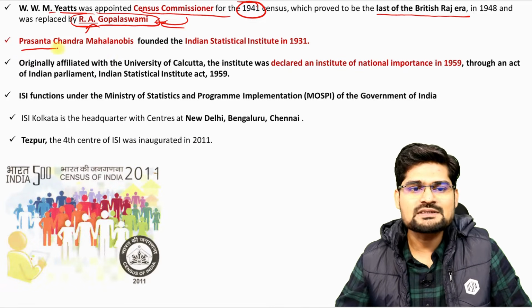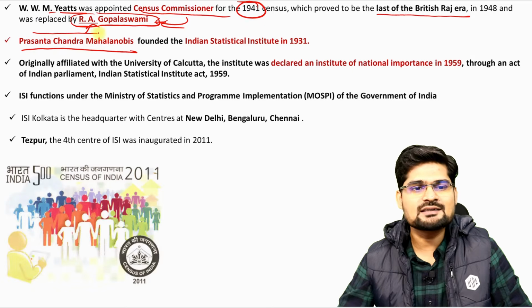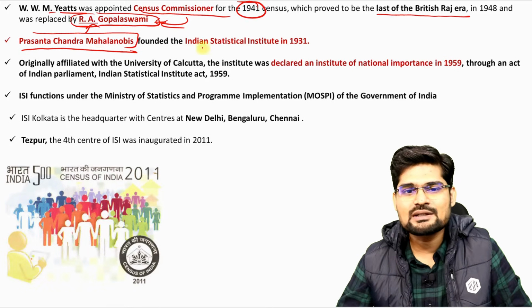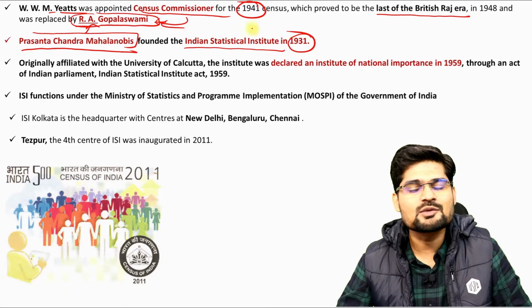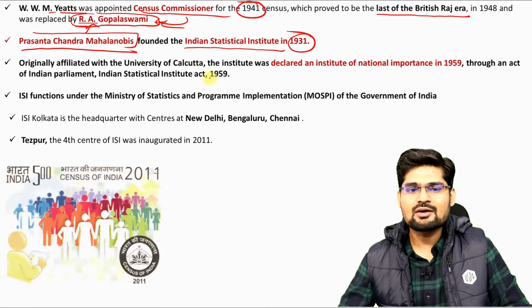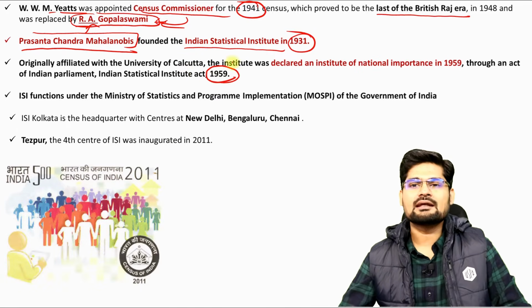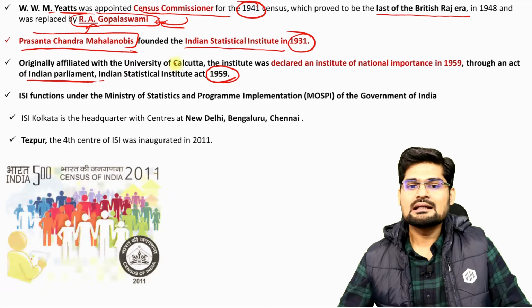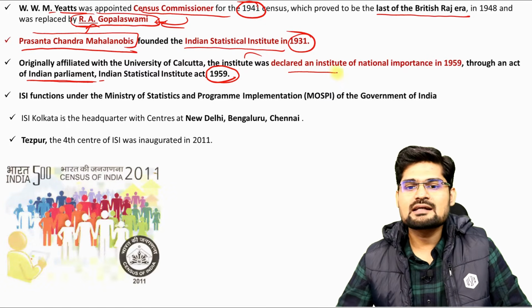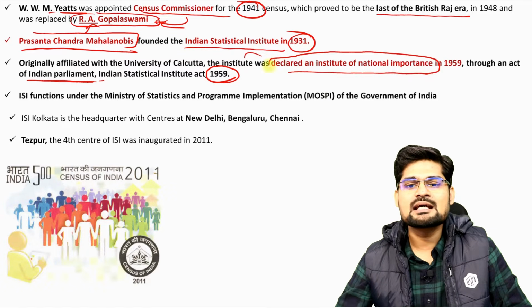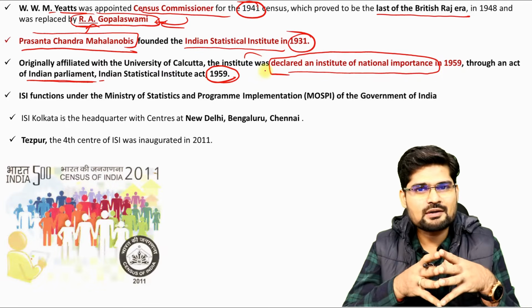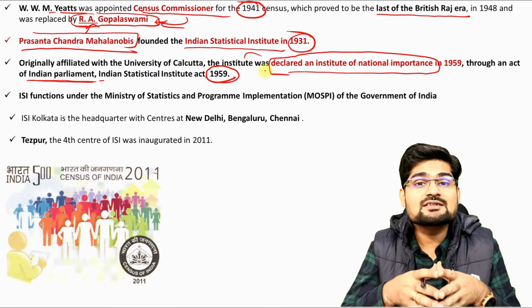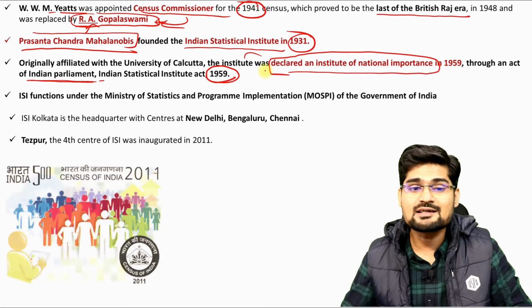Now one more personality is very famous, if you remember, Prashanta Chandra Mahalanobis. He founded the Indian Statistical Institute in 1931 in Kolkata, and later in 1959, through an act of Indian Parliament, this institute was declared an Institute of National Importance. And remember why it is of national importance? Because it gives us analysis of statistics of population data across the country.